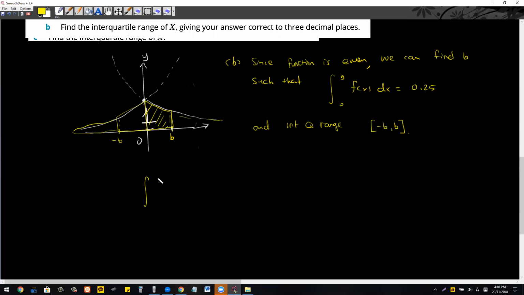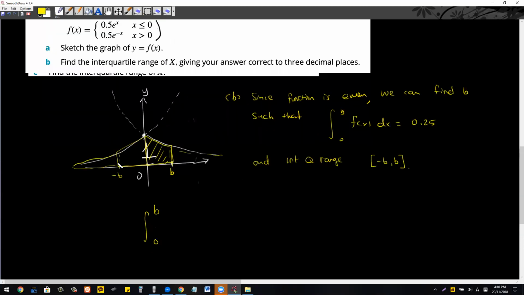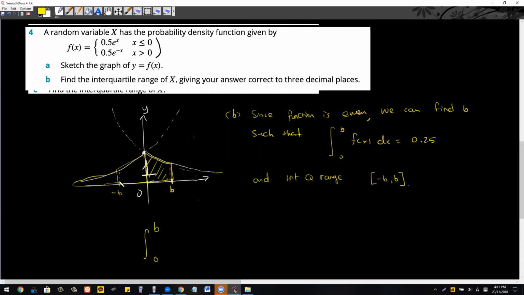So the integral from where to where? If you do B to negative B, we then can just do B to 0. This is a lot easier. Yeah, B to 0, because if you do negative B to B, you have to separate that into two functions. You have to integrate negative B to 0 with this function here, and then 0 to B with this function here.